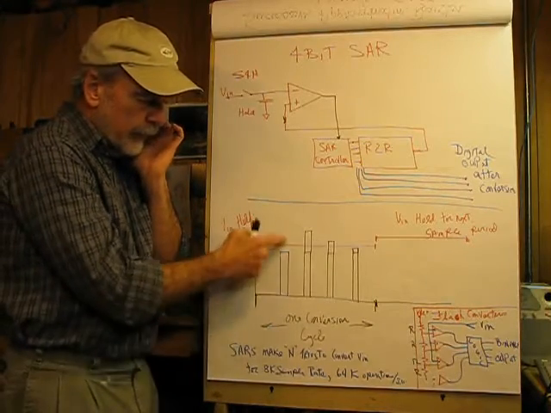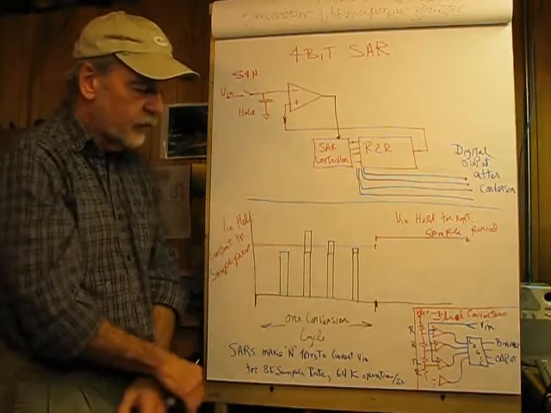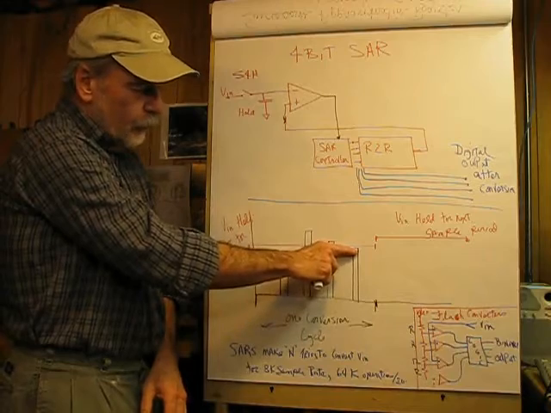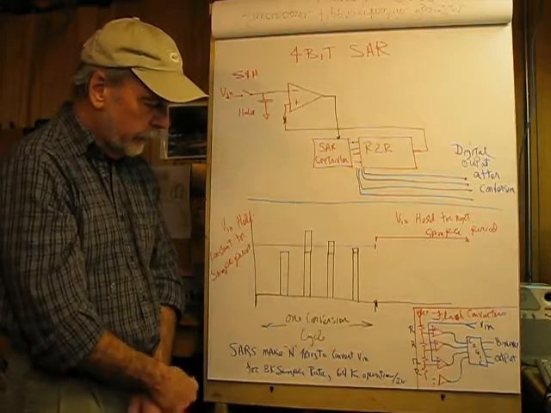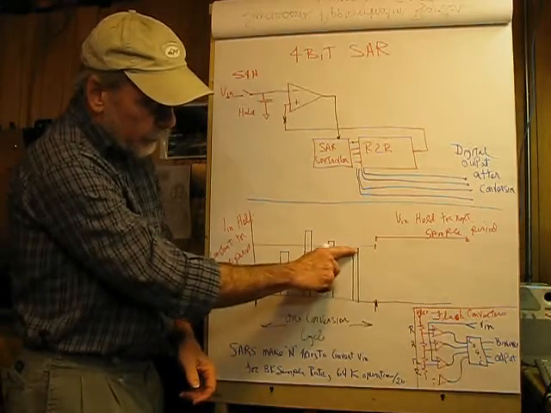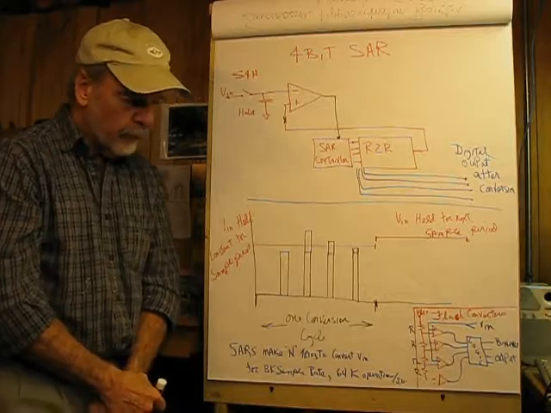And it's all done by determining where you cross this, and the SAR has to be smart enough to know what it is. Now, this is going to pick a value which is actually less than the input voltage, and the difference here between the top of this and the red guy is going to be the quantizing error.